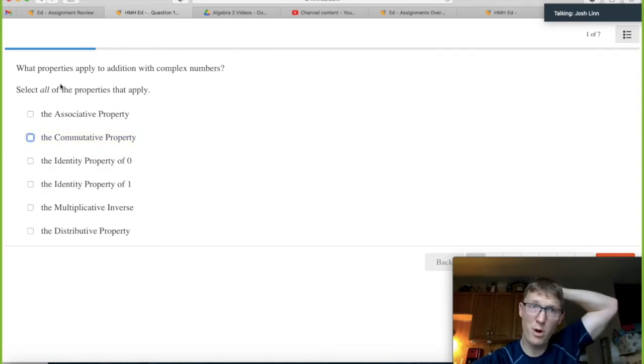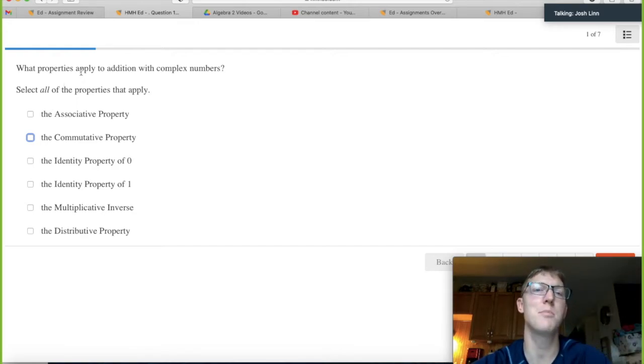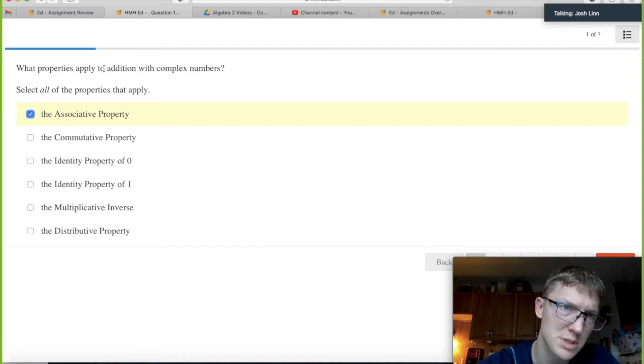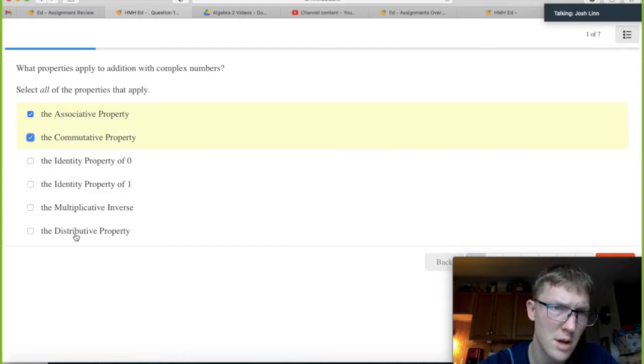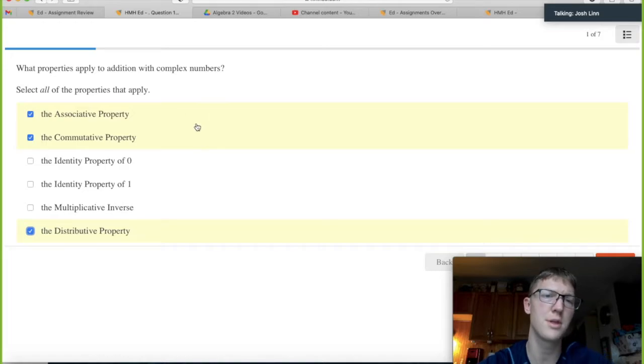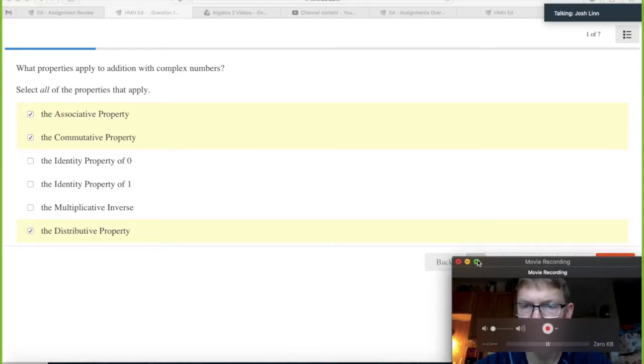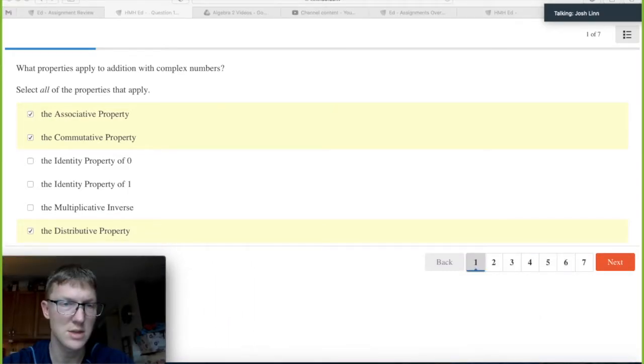So it says, what properties apply to addition with complex numbers? These first couple of questions I think are just conceptual stuff. So the associative property, the commutative property, and the distributive property are all things that we use during addition and actually subtraction as well. And of course my face is in the way.